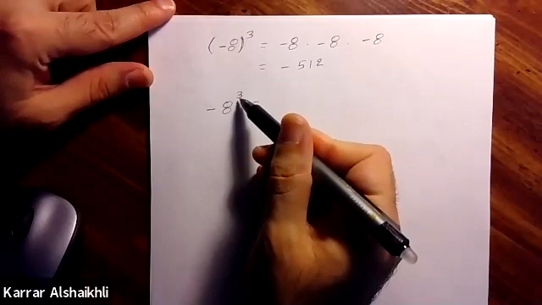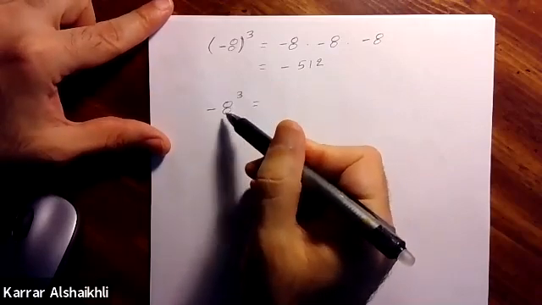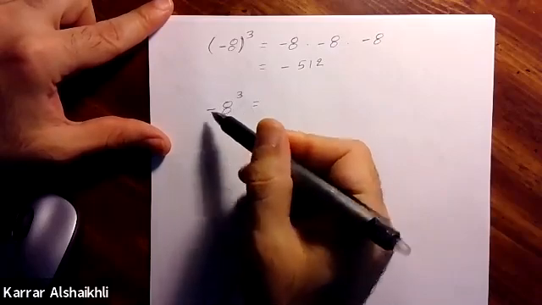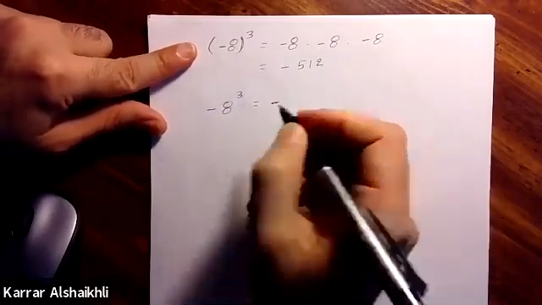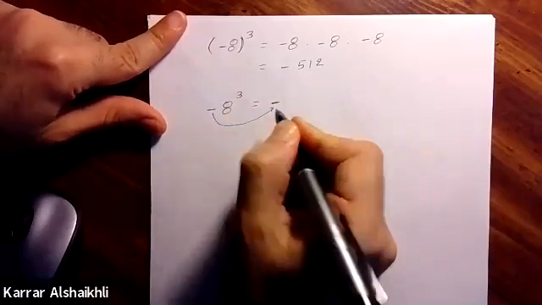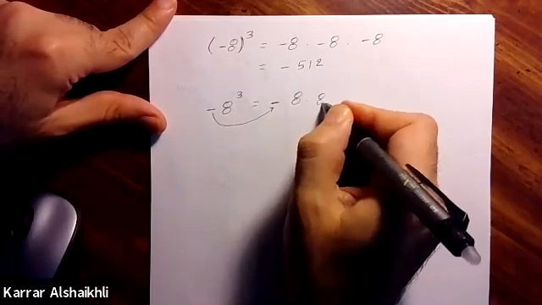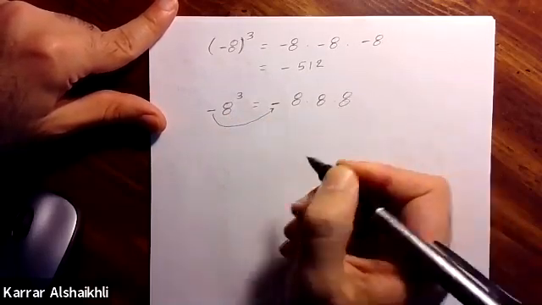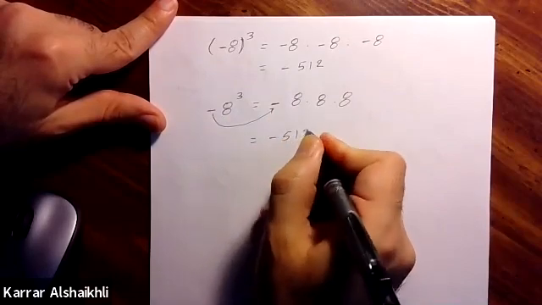The cube here is only for the 8, not for the negative sign like the previous example. So here is the negative sign, and 8 cubed is going to be 8 times 8 times 8. So the result also is going to be negative 512.